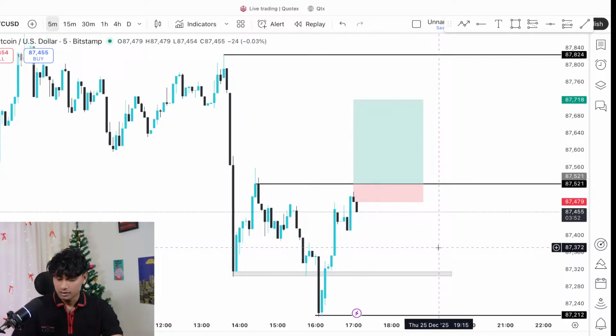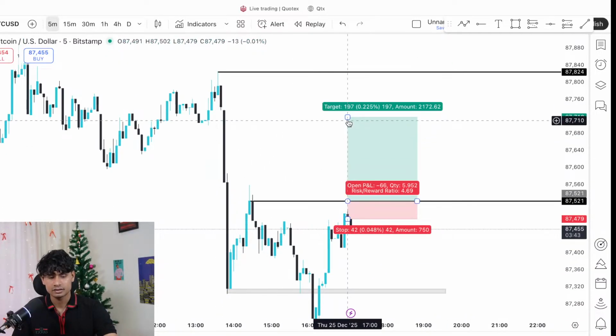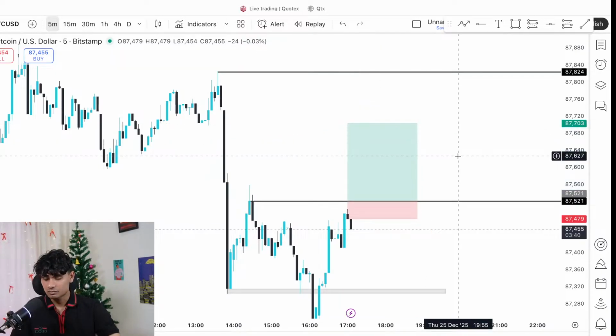That's not the issue. But yes, this is the major level that you can see as of now, and if it goes to this level and breaks out, then we can see the TP till here. And it's going to move pretty slow.